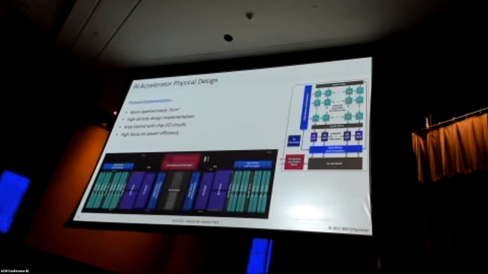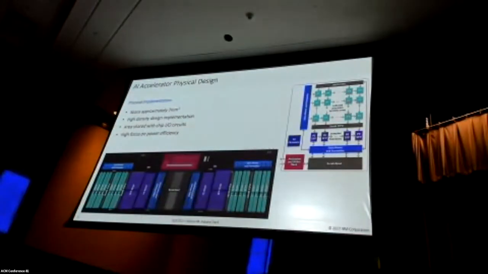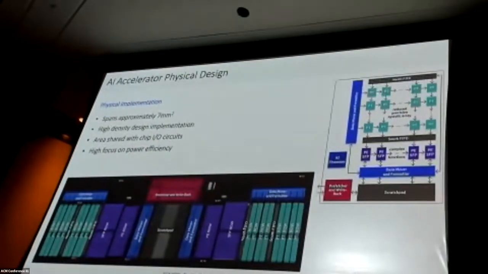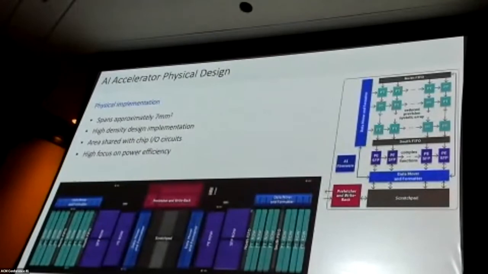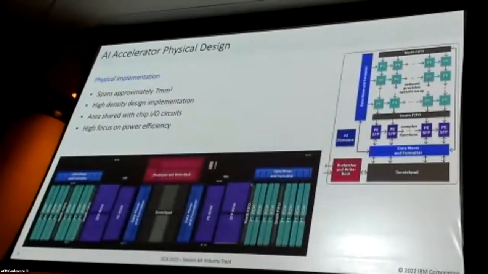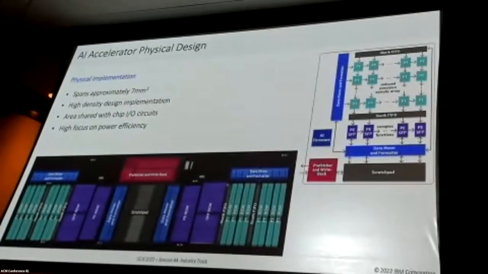And we had to share the area with the chip circuit, which was on one side, so we needed to make room for that. On the other side, it allows us to grow the accelerator a little during the development and not be bounded to a box very early in the design. And of course, we had a high focus on power efficiency because the AI comes on top of all the traditional workload handled on the core from the customer.